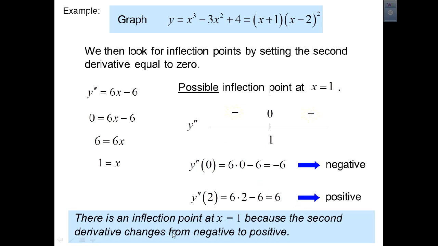All right, so the justification would be there is an inflection point at x equals 1 because the second derivative changes from negative to positive. That's all the justification you need for a point of inflection.